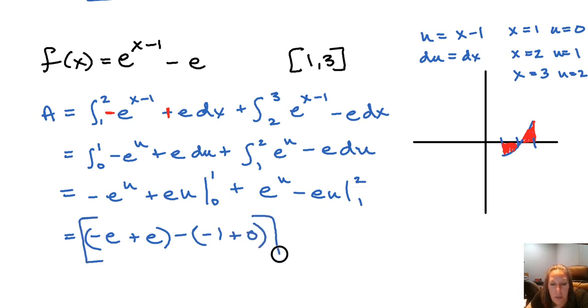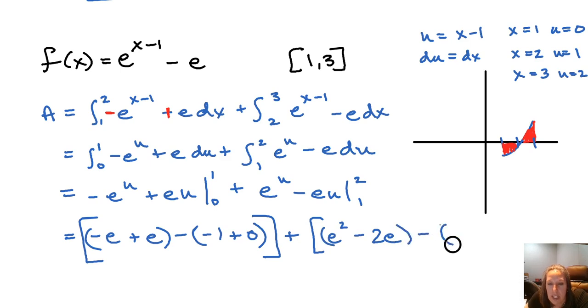All of that comes from our first integral, and we're going to add that to, if we plug in our 2 there, we're going to get e squared minus 2e. And then if we plug in 1, we get e to the first minus e times 1. And we do see negative e plus e, that's going to give us 0. This is going to be minus a negative 1, so the only thing that comes out of that first set of square brackets is going to be a 1.